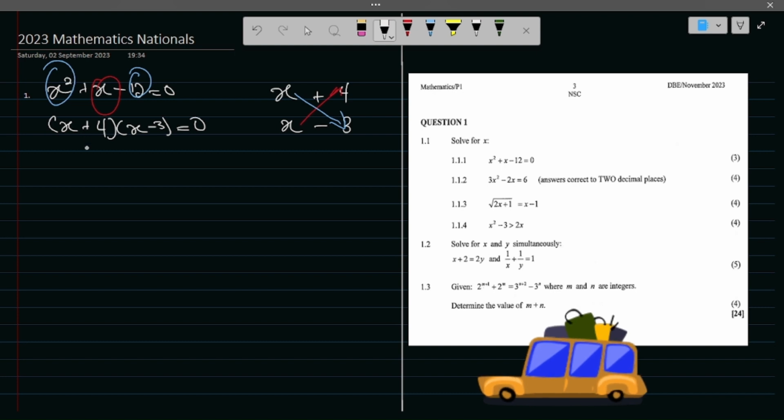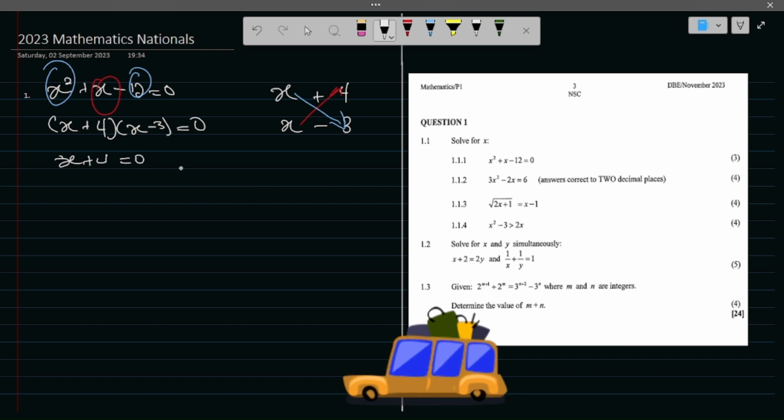Now if you solve this, you use the general rule for equations equal to 0, the zero product: x plus 4 is equal to 0, or x minus 3 is equal to 0. Take the 4 and the 3 over the equal sign, so x is equal to minus 4, or x is equal to 3. So we've solved our first question.